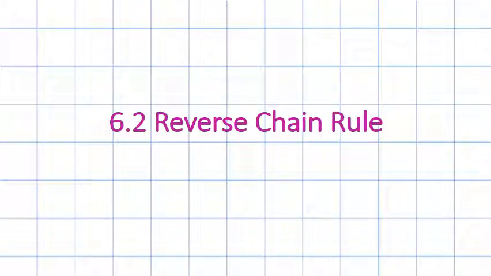Okay, so we're going to have a look at 6.2 today, which is reverse chain rule. My apologies if I cough at any point, I'll try not to. I'm going to do 8 examples. They're kind of in pairs, so like 1 and 2 are similar and 3 and 4 are similar, but it's just showing you a slightly more difficult version.